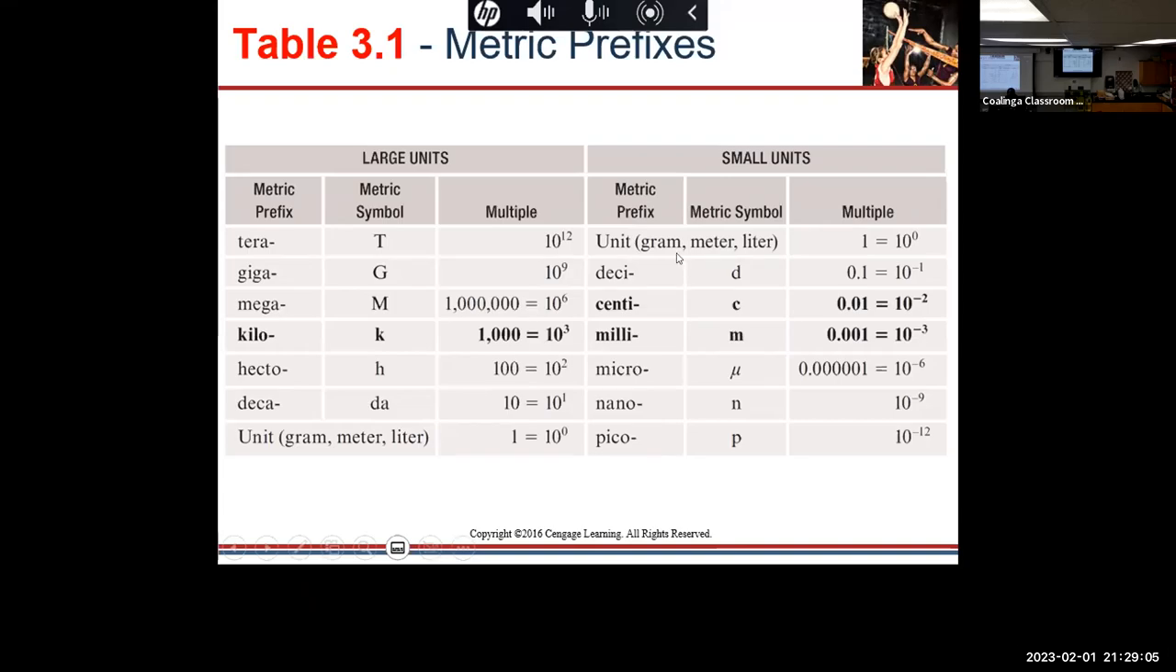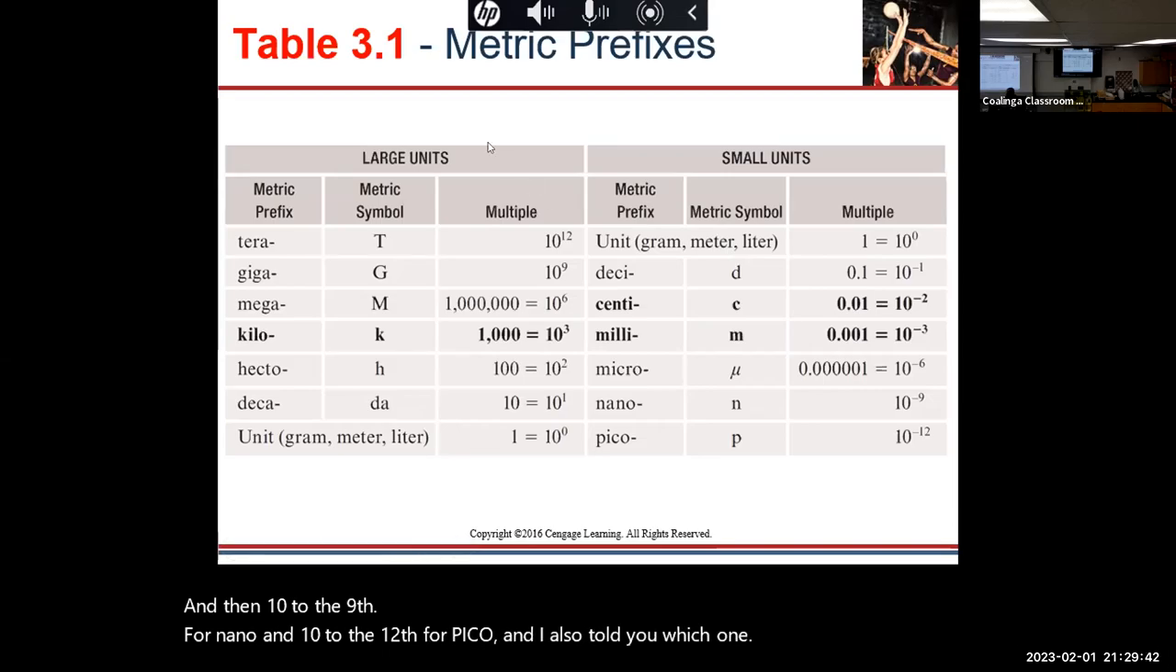Now, small units. Deci is going to be 1/10 less than. Centi, 1/100. Milli, 1/1,000. Micro, 10 to the minus 6. That would be 1 millionth, right? Yeah, milli. And then 10 to the minus 9 for nano, and 10 to the minus 12 for pico. And I also told you which one. You guys remember?